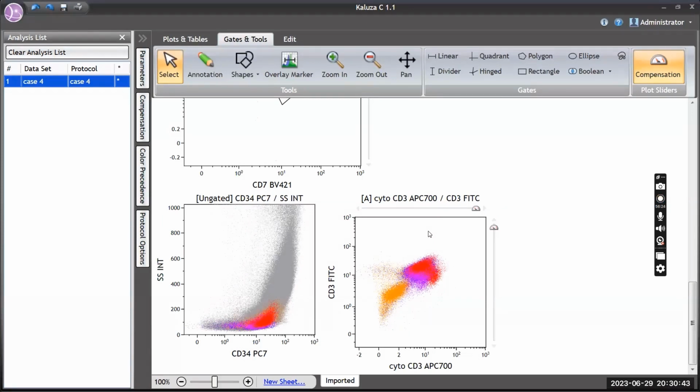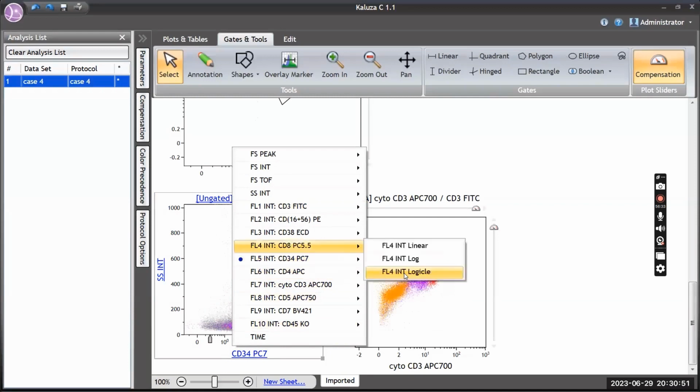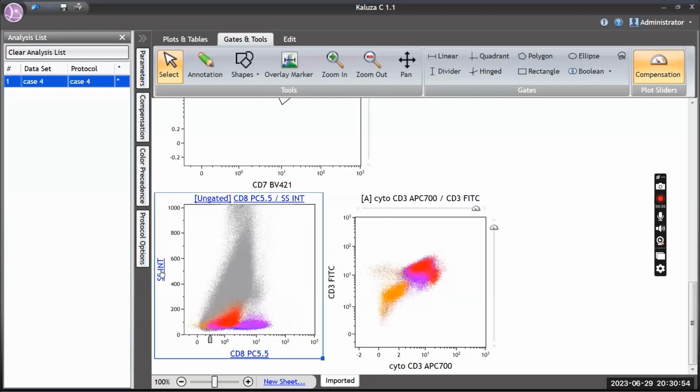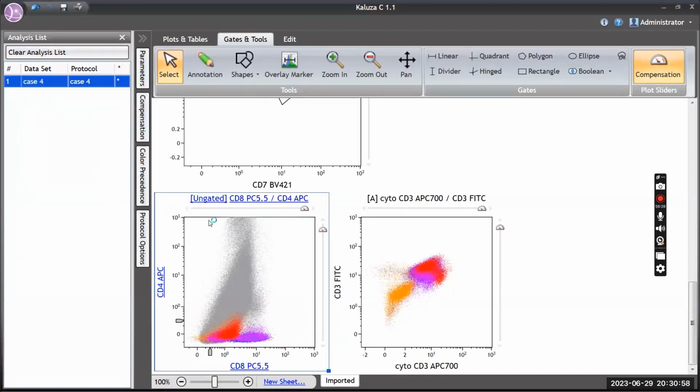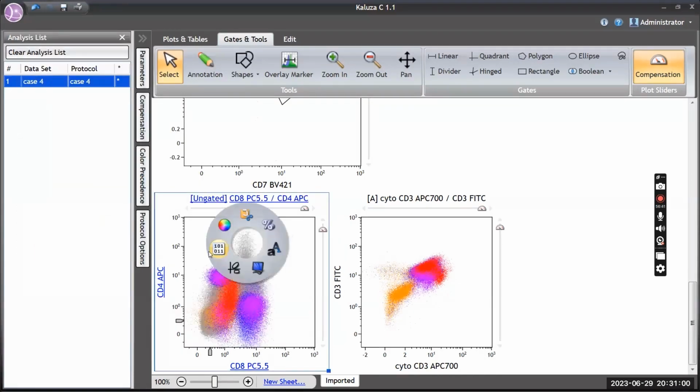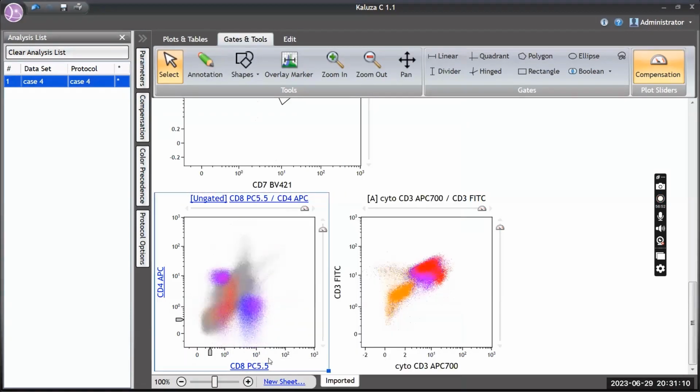Can you please show the CD4 and CD8 graph again? Sure, I'll show it again. There's a bit of compensation. I need to correct it. Just a minute, give me a minute.